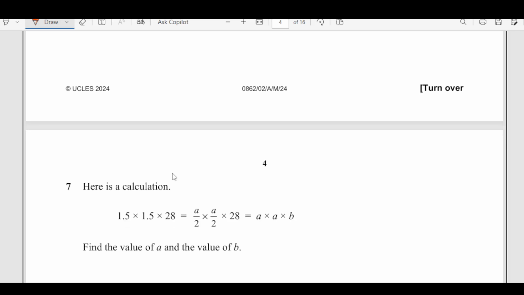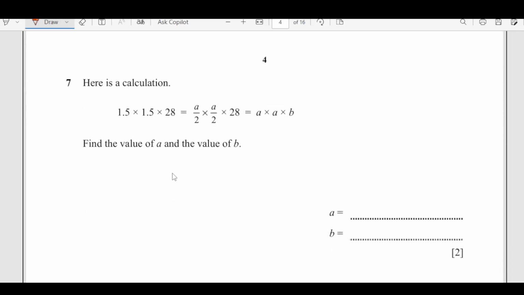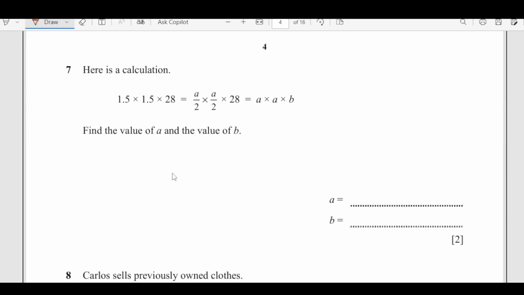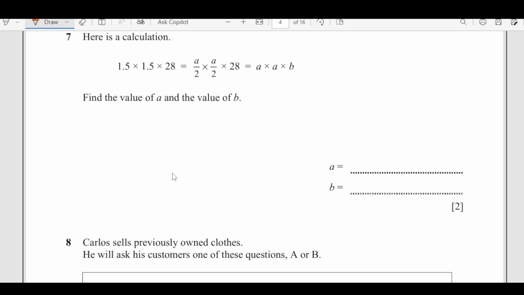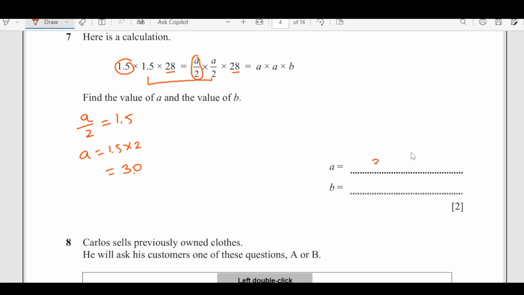Here is the calculation, find the value of A and B. Sometimes we don't need to do the actual calculation, we can just equate. If you see these 2 sections, 28 is there, 28 is here. So, we are going to leave this one and this one. We have A over 2 times 1.5. So, this A over 2 has the same value as 1.5. So, A over 2 equals 1.5. When you cross multiply, it is 1.5 times 2, that is 3.0. So, A is 3, right.